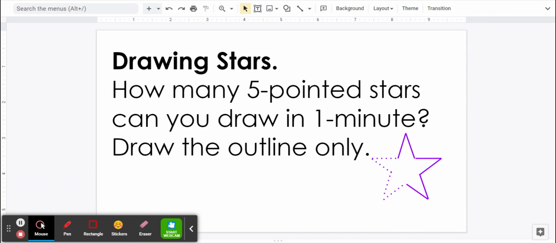Today you are going to learn about line plots. So here's a survey that's completed. Students have 1 minute to draw as many 5-pointed stars as they can. However, it's by drawing the outline only, so it's going to take a little bit extra time.